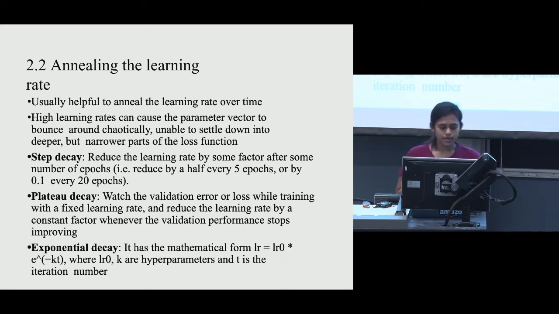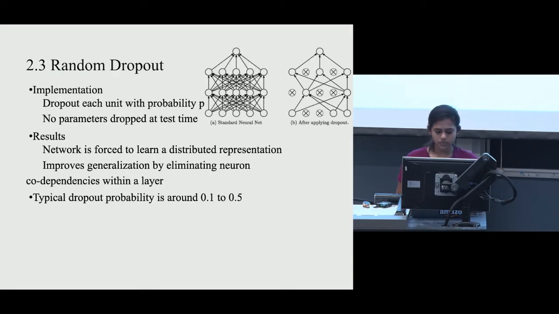And you can also use exponential decay, where you basically use the exponential function in terms of the time step, where the hyperparameters are t. K is the hyperparameter, which you can set, and t is the iteration number. So basically, as the iteration increases, you exponentially decay your learning rate.